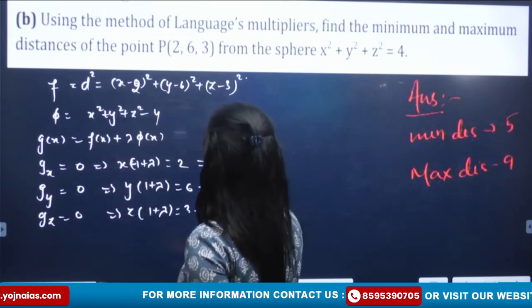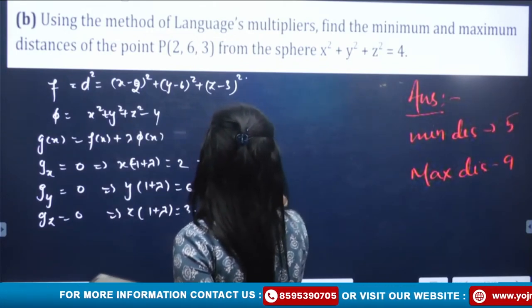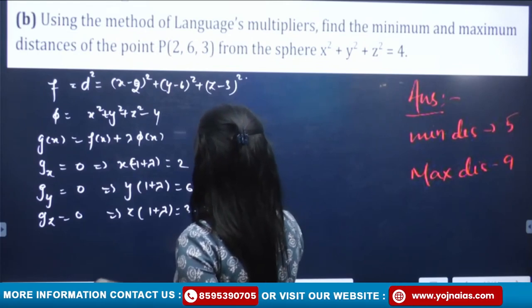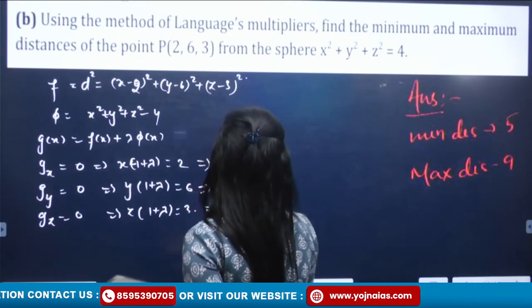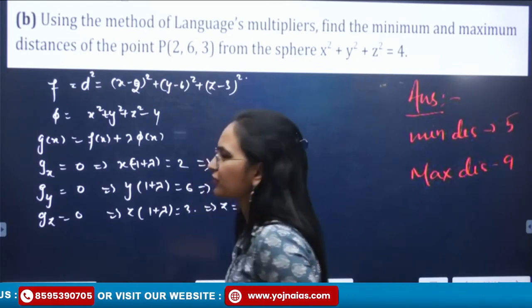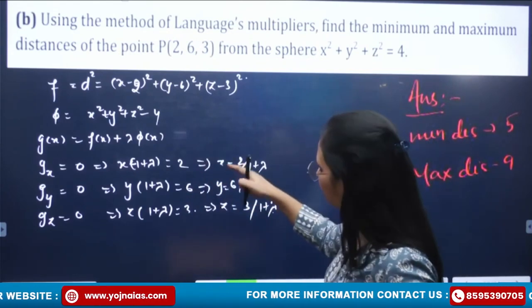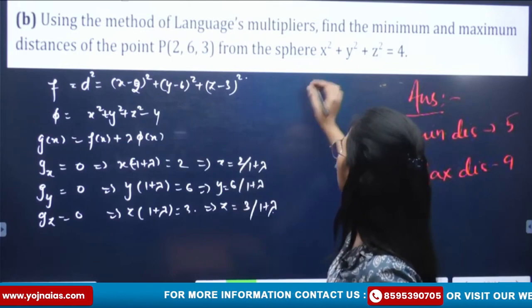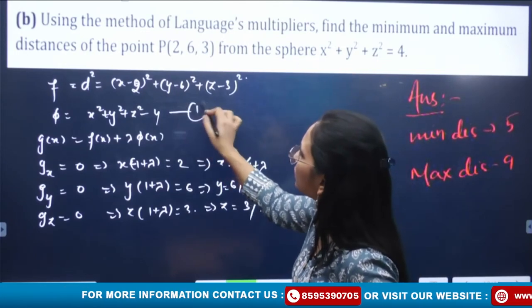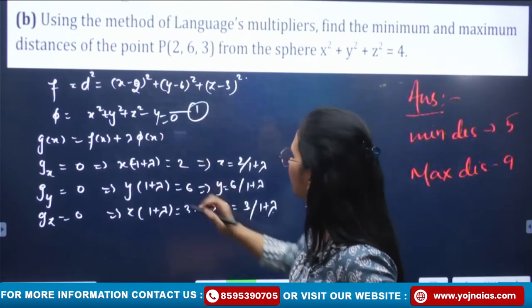Y is equal to 6 over 1 plus lambda. And then again z is equal to 3 over 1 plus lambda. I have solved these questions. These are not very difficult. And then you need to put these values of x, y, z into the given condition, so that we can find out lambda.